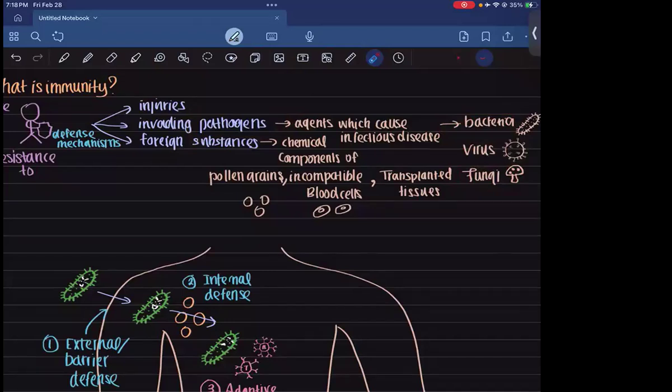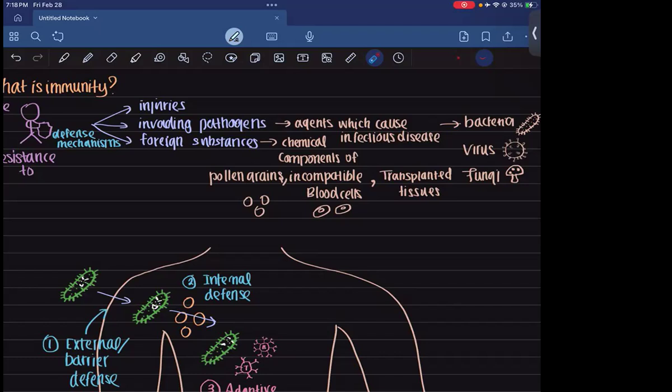Okay. But foreign substances means they are chemicals. They are basically chemicals. They are not organisms. They are chemical components of certain parts. Like for example, if you take pollen grains, certain people are allergic to pollen grains. So we'll be studying that under allergies. So you will have some chemical components present in pollen grains, and those will be identified as a foreign substance to your body, and your immune system will be fighting against it.